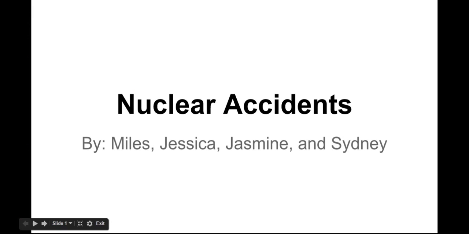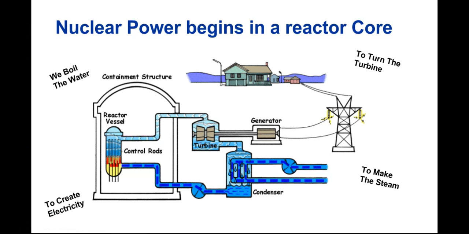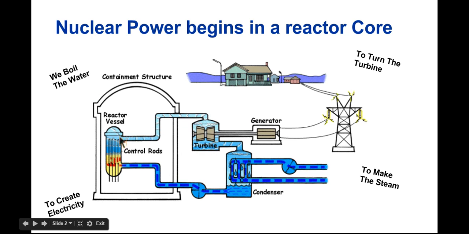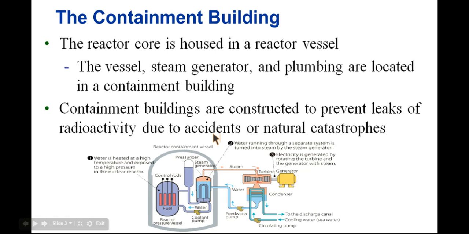Okay, today you are going to be learning about nuclear accidents. Nuclear power begins in a reactor core when water is boiled and then steam is made, which turns the turbine and then creates electricity.